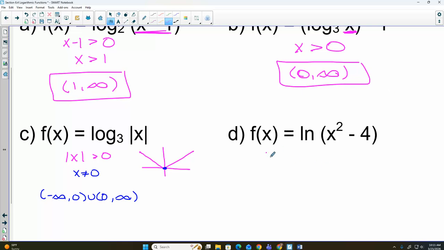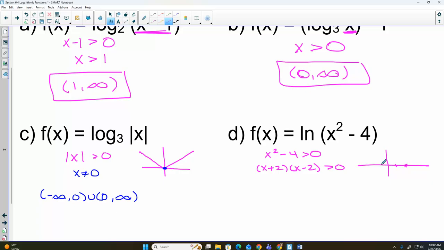All right, D. My argument has to be greater than 0. Okay, we can't just solve this like normal, adding over the 4 and square rooting. You can't square root over that. It does factor into x plus 2, x minus 2. Remember, we have solved these quadratic inequalities before. It's been a little bit. So the two things that make it equal 0 are 2 and negative 2.